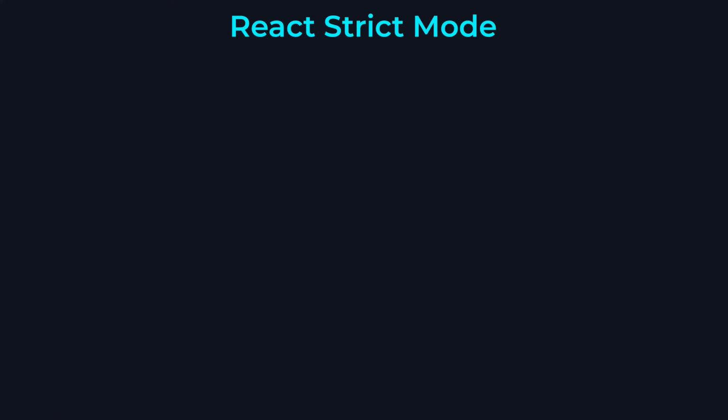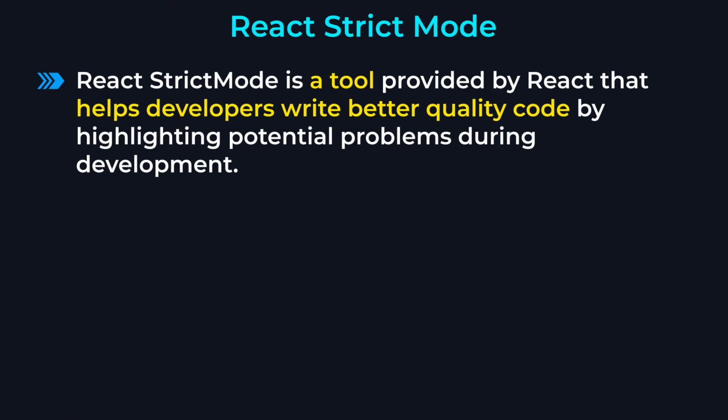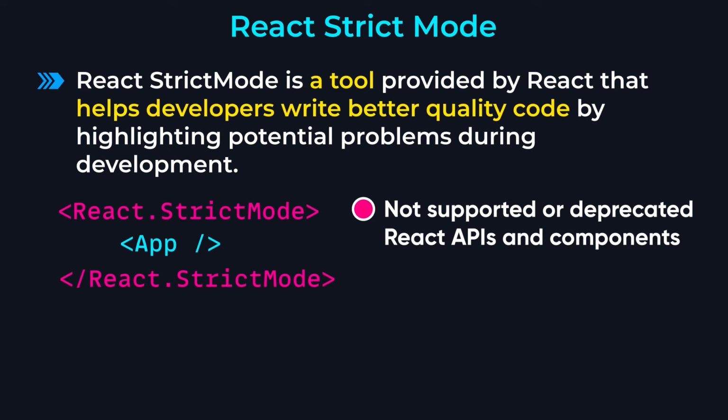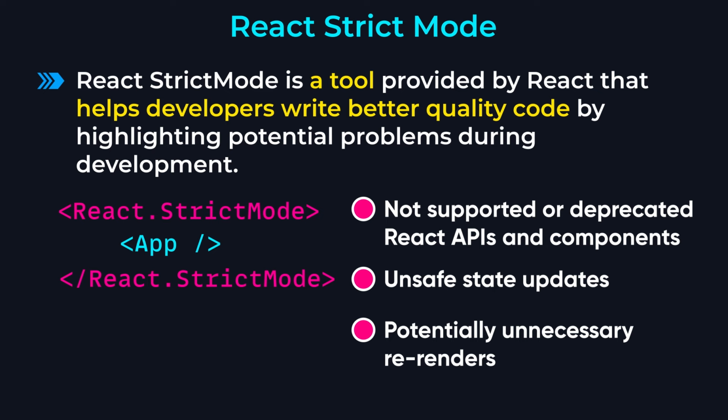React strict mode is a tool provided by React that helps developers write better quality code by highlighting potential problems during development. When we wrap our application with React.StrictMode, it activates additional checks and warnings that will help you identify issues before they cause problems in production. For example, it will check for unsupported or deprecated React APIs and components, unsafe state updates, potentially unnecessary re-renders, and that's why it renders our application twice.